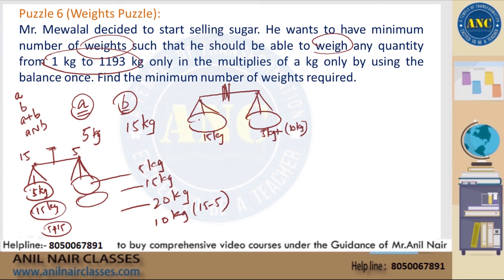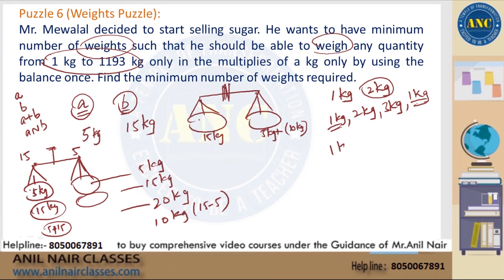So, depending on if B is greater, it's B minus A; if A is greater, A minus B. Now, from 1 kg to 1193 kg. See, if I have a 1 kg weight and say a 2 kg weight, see what all I can do. With the help of a 1 kg weight and a 2 kg weight, I can get 1 kg. Then I can do 2 kg itself, and 1 plus 2, which is 3 kg. If I subtract 2 kg and 1 kg, once again I get 1 kg. So because of this 2 kg, there is a repetition happening.